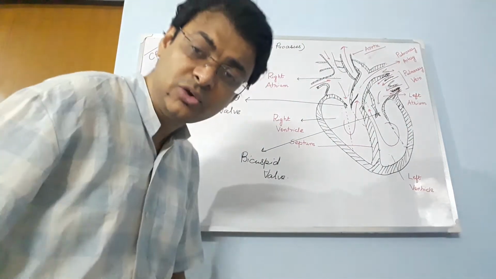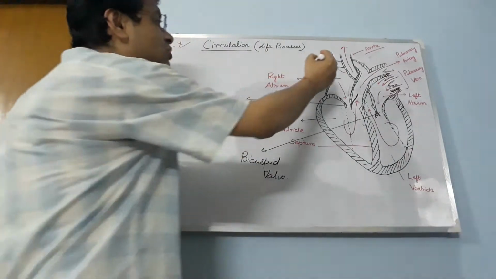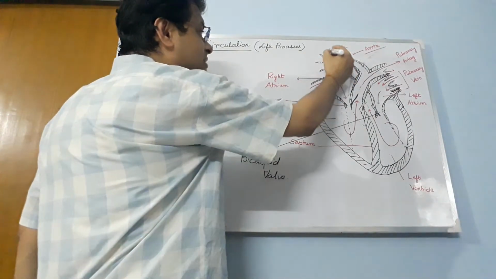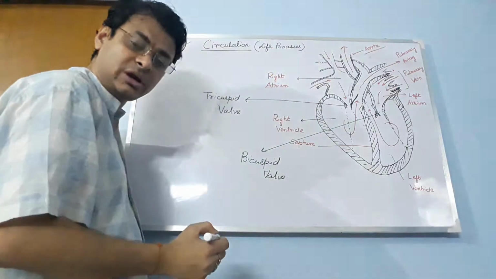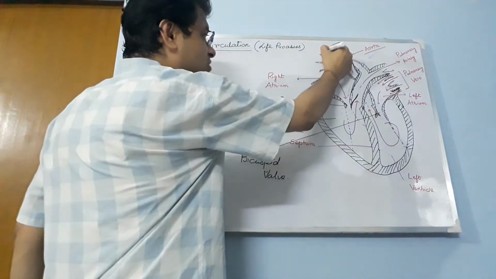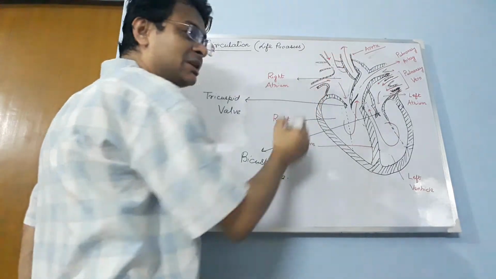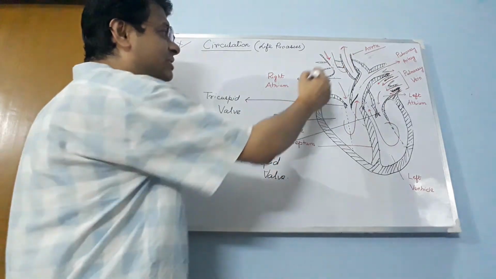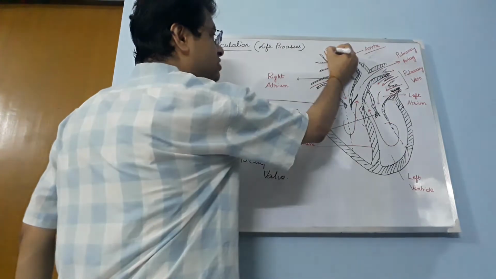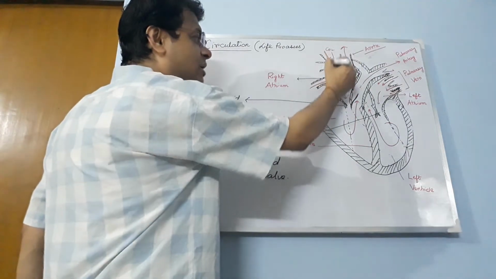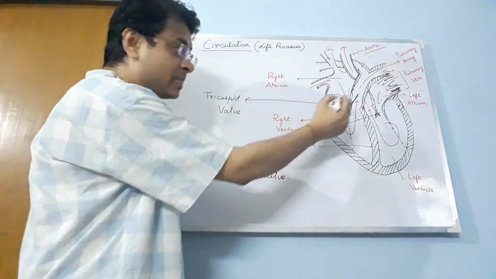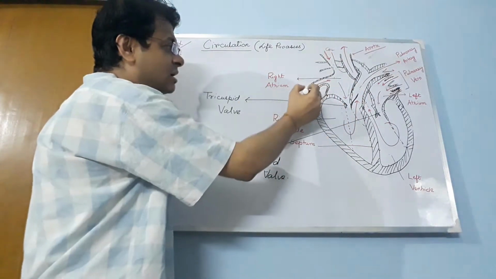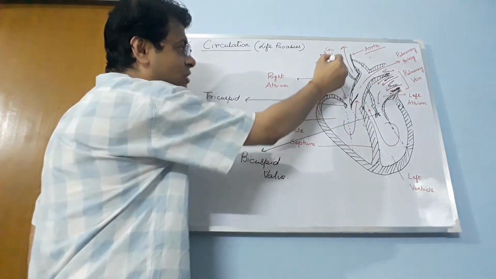How blood flows in the human body is very important. These two are the vena cava: this is the superior vena cava, this is the inferior vena cava. First, deoxygenated blood, that is carbon dioxide rich blood, comes to the right atrium from these two parts, the vena cava.